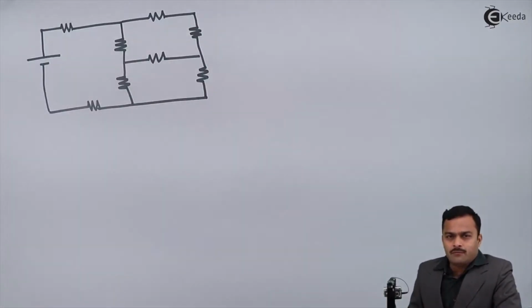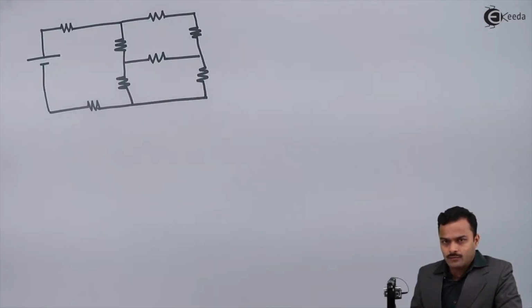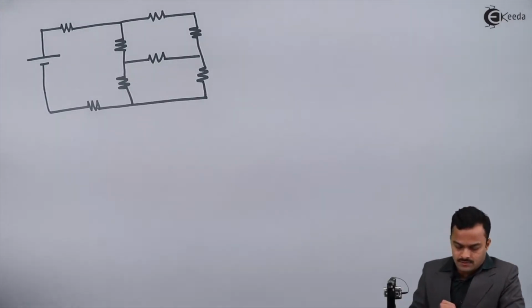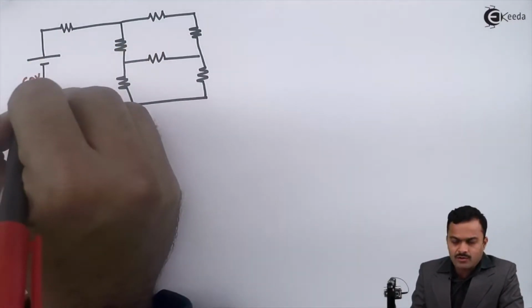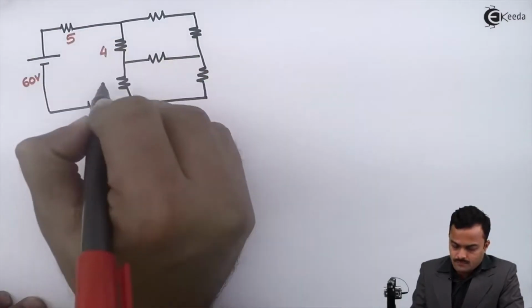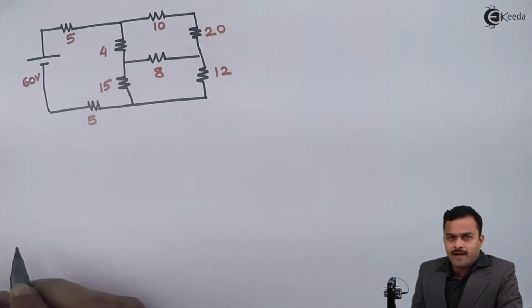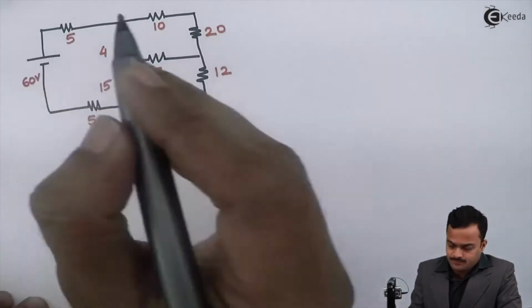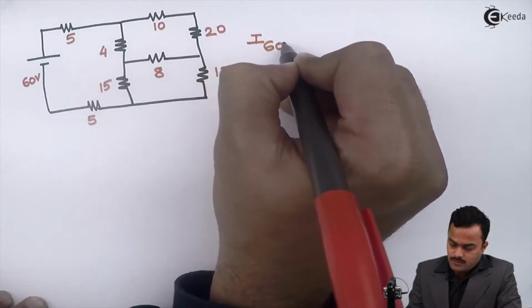So in this problem, already star delta series parallel connections are there. Along with that, one battery is also given. There is a battery of 60 volt. Objective is to find out current given by this 60 volt battery.